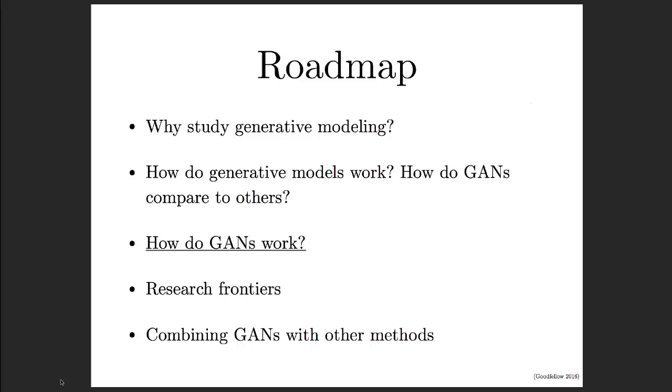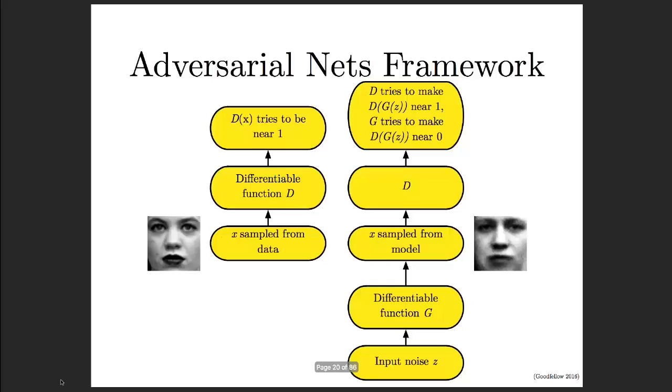That concludes my description of the different families of generative models and how they relate to each other and how generative adversarial networks are situated in this family of generative models. So I'll move on to describing exactly how generative adversarial networks actually work.